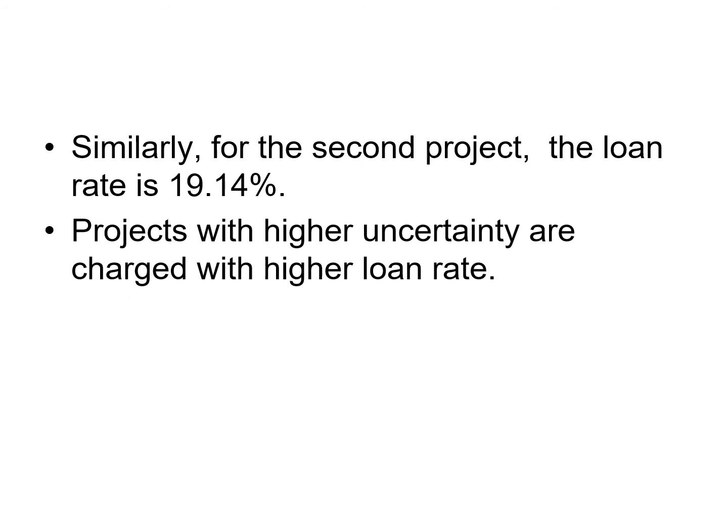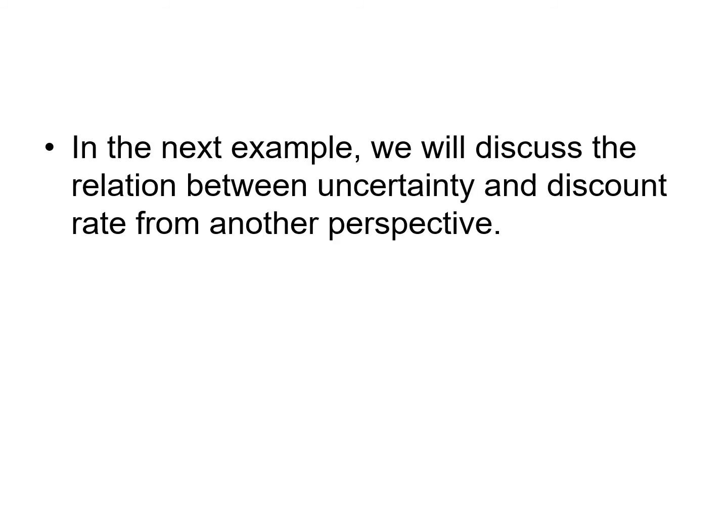Similarly, for the second project, the loan rate is 19.14%. Projects with higher uncertainty are charged with higher loan rate. This is consistent with our intuition. In the next example, we will discuss the relation between uncertainty and discount rate from another perspective.